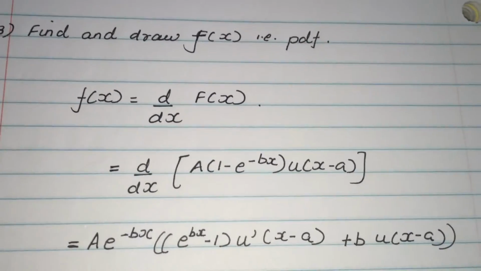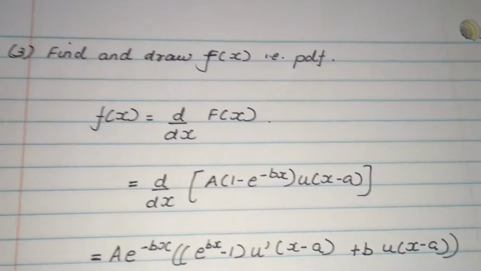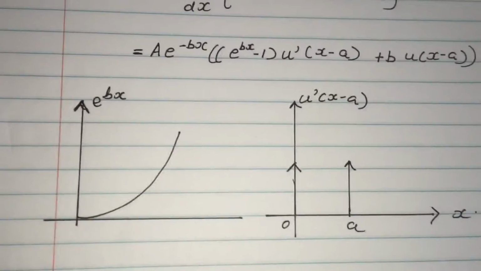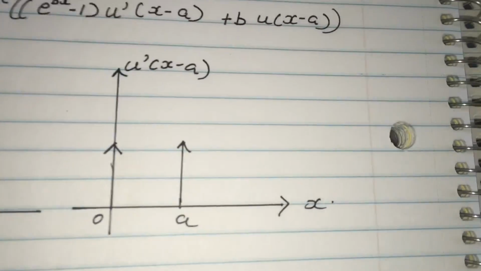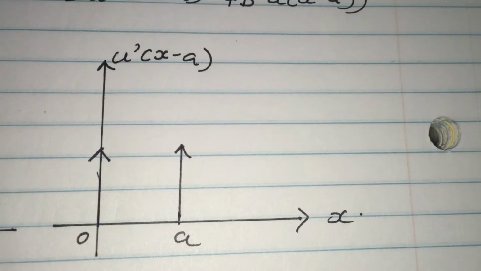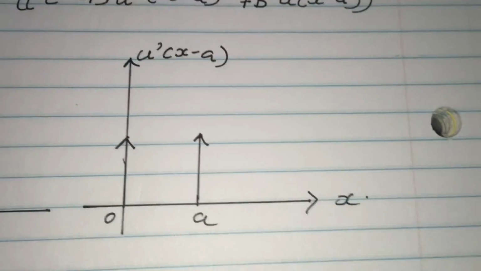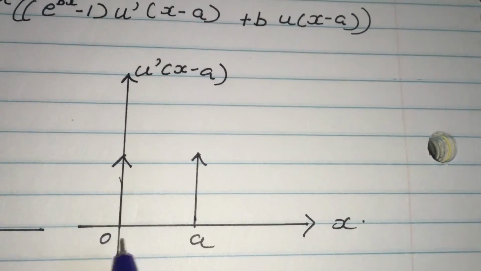I haven't been able to find how exactly f of x will look, but I know e raised to bx will look something like this, and u dash x minus a will have two delta functions, one at 0 and one at a.